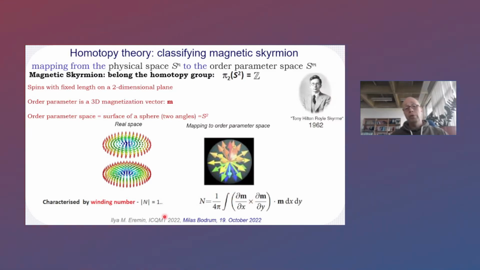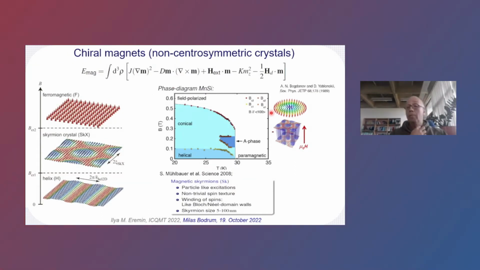And you can compute this winding number by simply looking at the changes of the magnetization. Originally this was of interest in the field of high energy or particle physics, because Tony Skyrme proposed this object as a possible explanation for the formation of the elementary particles. But it actually very quickly also became interesting for condensed matter systems.